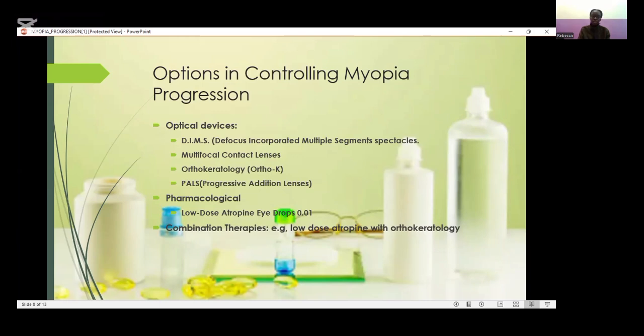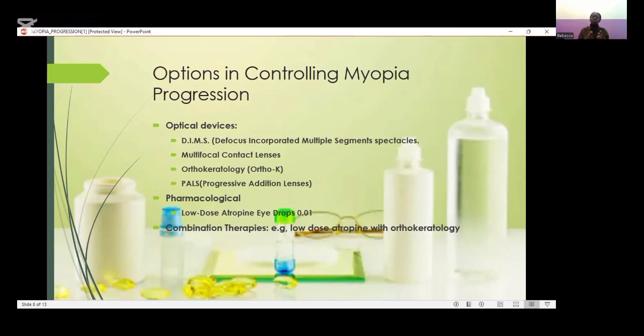And then we have pharmacological means, whereby we would use low dose atropine eye drops. If you remember, in the first two techniques, we had strengthening of the sclera. The atropine eye drops will do that. And the next one we had was stimulating dopamine being released in the retina. When dopamine is released in the retina, it is going to reduce the stimulation of growth in the retina. Hence, you're not going to have the axial length constantly increasing.